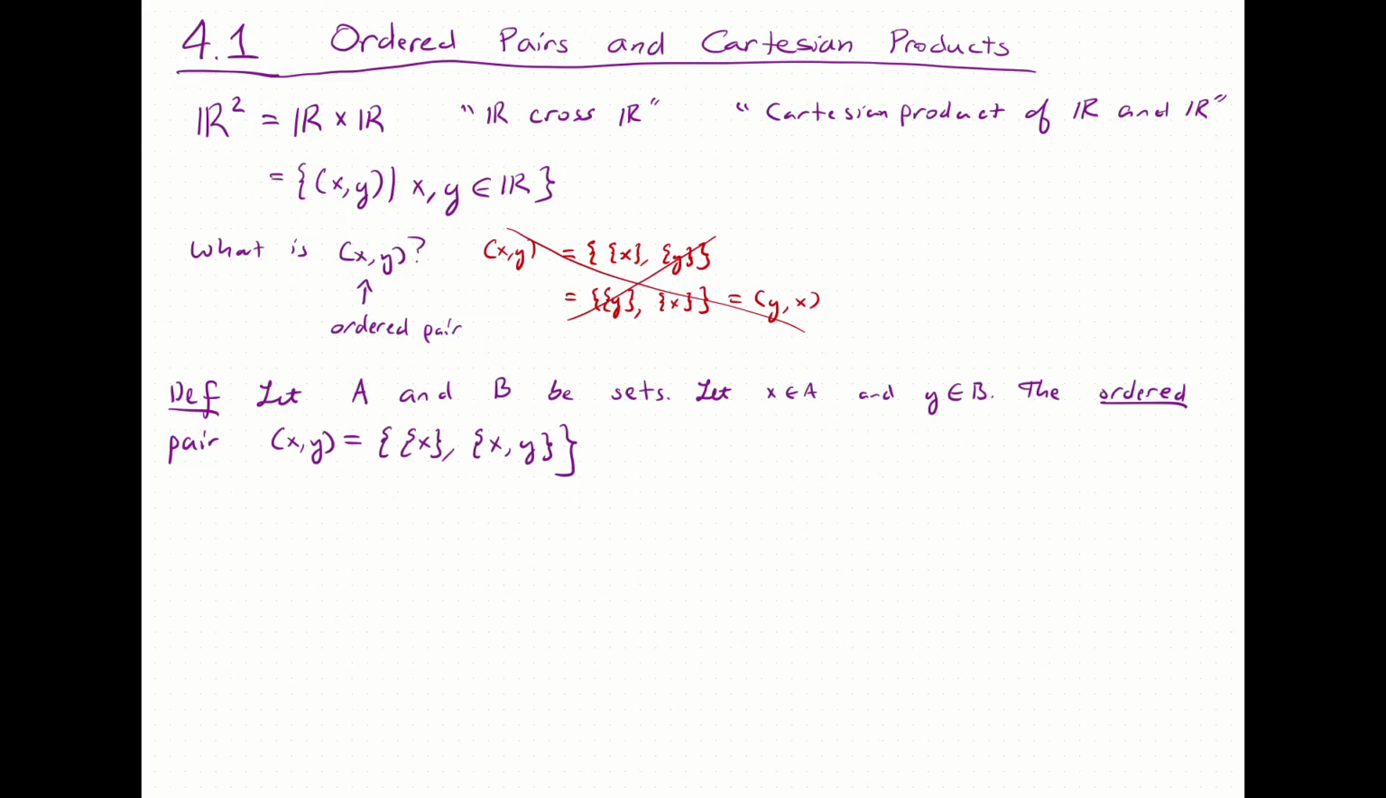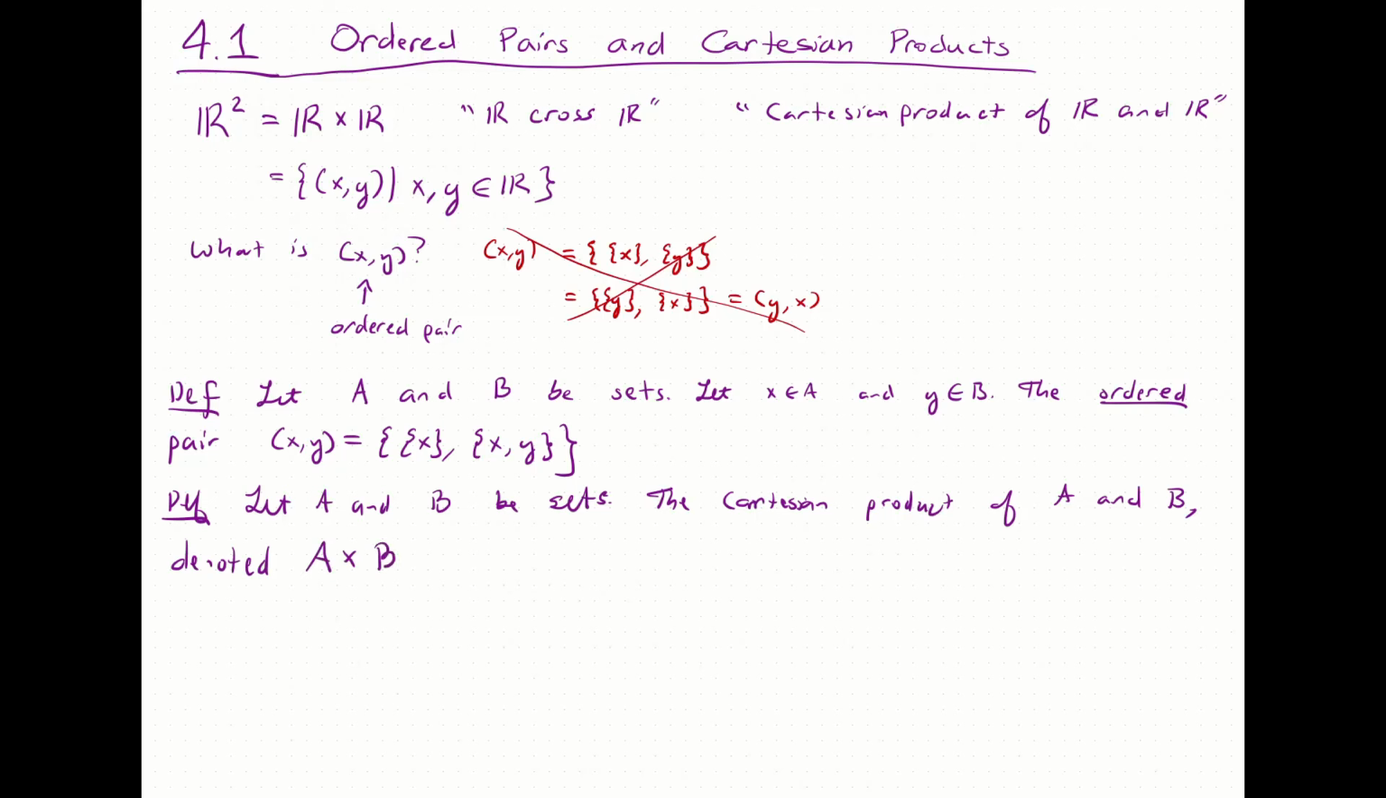And from it, we build the definition for a Cartesian product. And so now the next definition. Let A and B be sets. The Cartesian product of A and B, denoted A cross B, is the set.